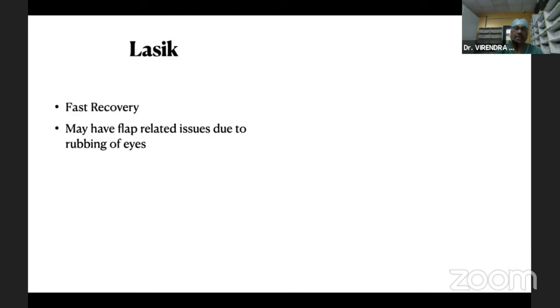But the basic issue in LASIK is that we create a flap and then do the refractive correction on the stroma. In children, the flap may have many issues. The child may not be cooperative enough to avoid rubbing in the immediate post-op period. We have means to cover it, we can use protective wear, and the parents will take care, but there can still be issues. We also know that sometimes trauma causes problems with the flap, and if the flap repositioning is not very good, again there is an issue.